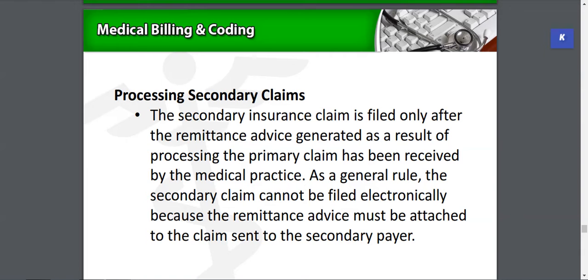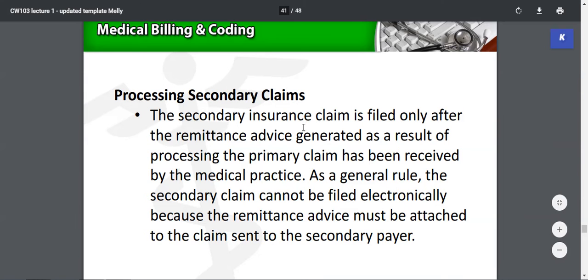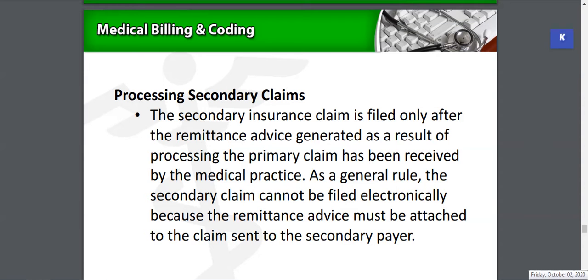The secondary insurance claim is filed only after the remittance advice, the RA, which is an electronic EOB, explanation of benefits, generated as a result of processing the primary claim, has been received by the medical practice. As a general rule, the secondary claim cannot be filed electronically because the remittance advice must be attached to the claim sent to the secondary payer, meaning you have to show proof that insurance one has paid their portion and now you're asking for insurance two to pay theirs.